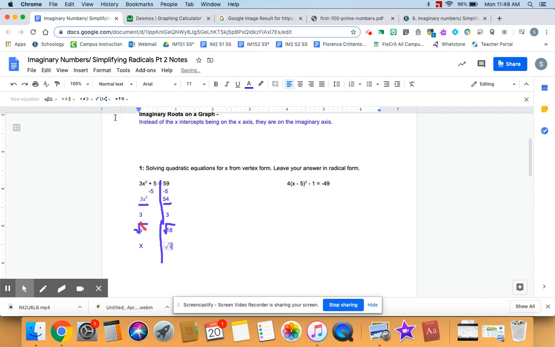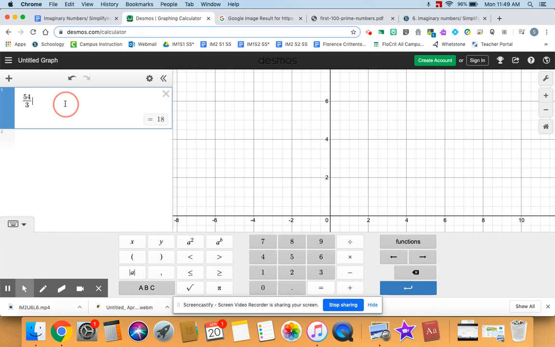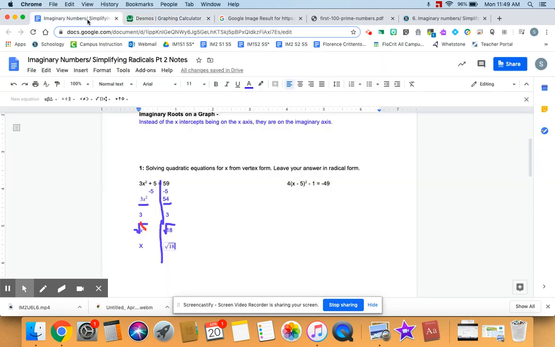So this is where, if it did not say leave your answer in radical form, you could simply come to your calculator and write square root of 18 and put that decimal as your answer. However, that's not what they want. They want it in radical form, which means I have to simplify this radical. So remember the square root of 18?